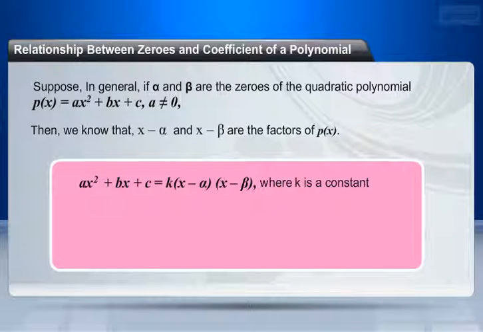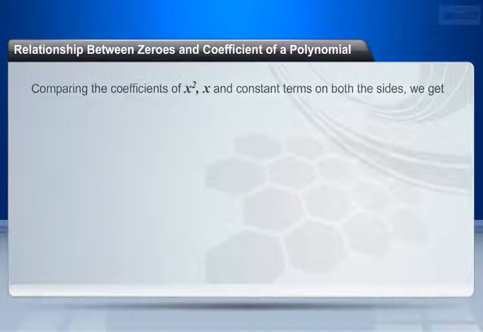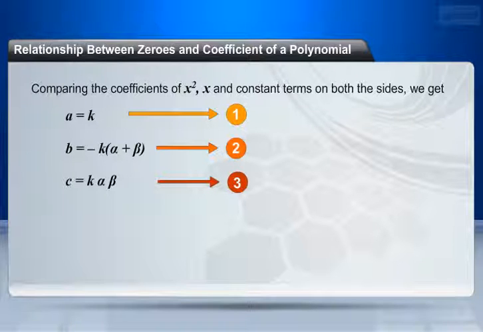k is a constant. This is equal to k into x square minus alpha plus beta into x plus alpha beta. This implies kx square minus k into alpha plus beta into x plus k alpha beta. Comparing the coefficients of x square, x and constant terms on both the sides, we get a is equal to k, make it equation 1. b is equal to minus k into alpha plus beta, make it equation 2. c is equal to k alpha beta, make it equation 3.